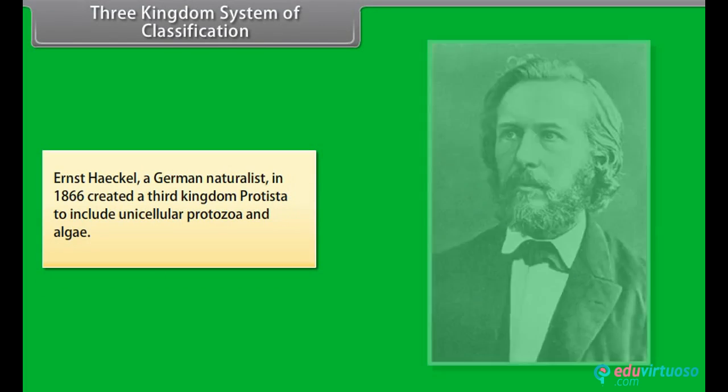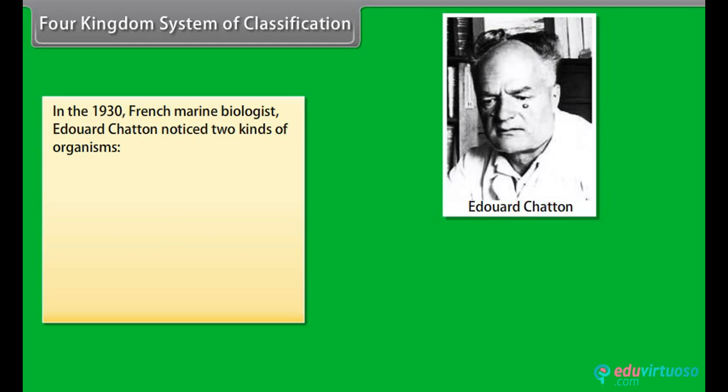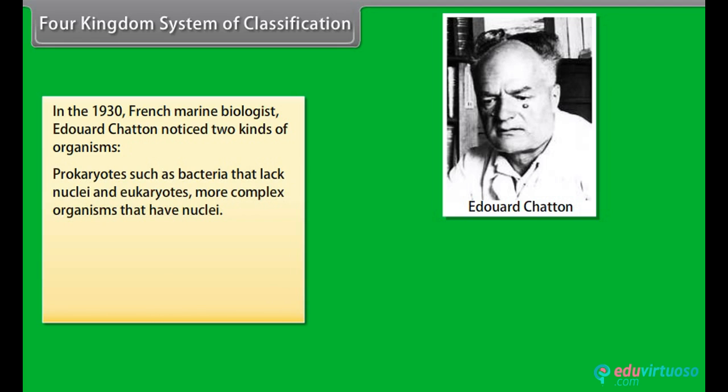Three-kingdom system of classification. Ernst Haeckel, a German naturalist, in 1866 created a third kingdom, Protista, to include unicellular protozoa and algae. Four-kingdom system of classification. In the 1930s, French marine biologist Edouard Chatton noticed two kinds of organisms, prokaryotes such as bacteria that lack nuclei, and eukaryotes, more complex organisms that have nuclei.